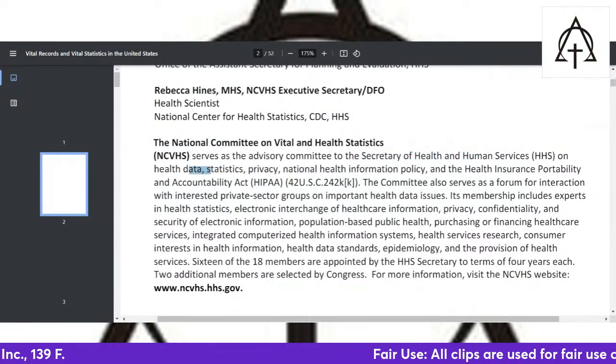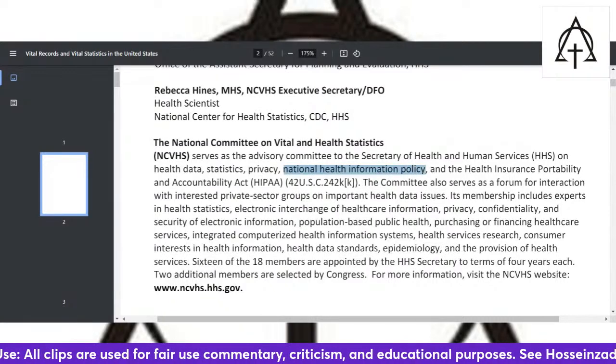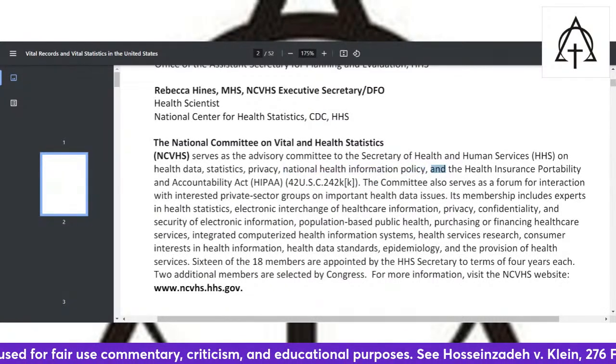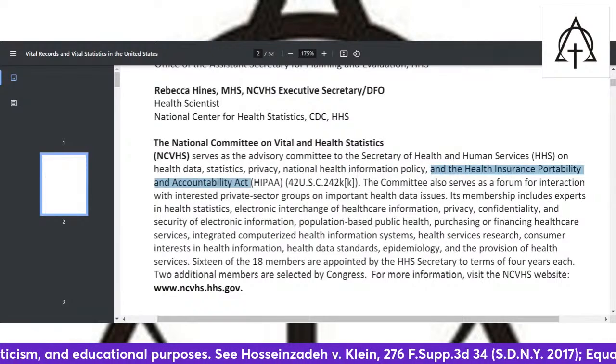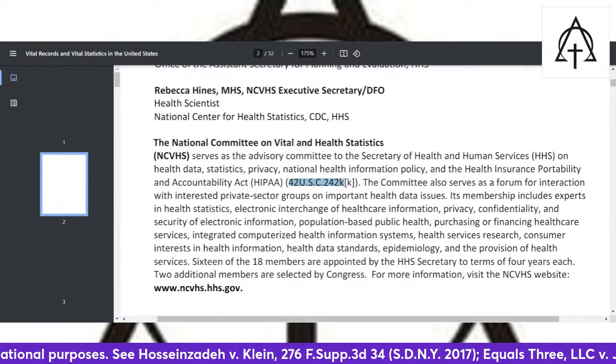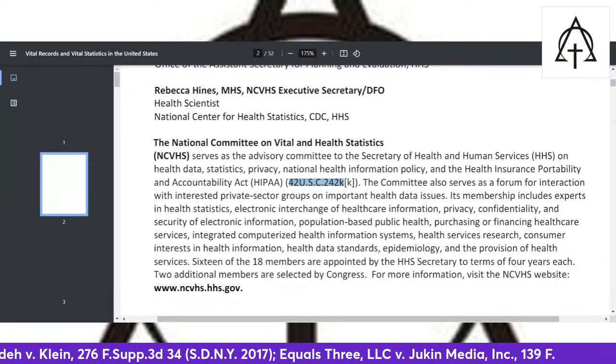On health data, statistics, privacy, National Health Information Policy, and the Health Insurance Portability and Accountability Act, HIPAA, which is 42 U.S. Code 242K, subsection K. We're going to take a look at that.